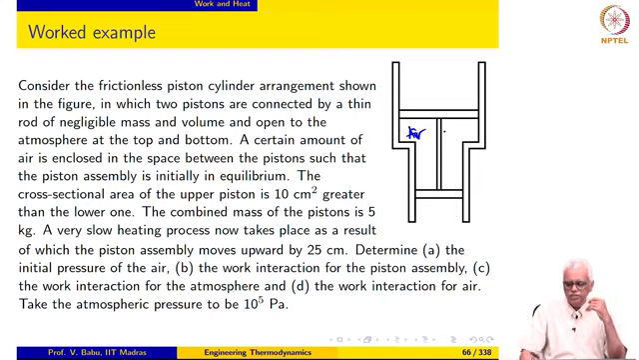The cross sectional area of the upper piston is 10 centimeter square more than the cross sectional area of the lower piston. The combined mass of the pistons is 5 kg. We now add heat very slowly to the air, and this causes the piston assembly to move up by 25 centimeters. Determine the initial pressure of the air, the work interaction for the piston assembly, the work interaction for the atmosphere, and the work interaction for air. The atmospheric pressure is given to be 100 kilopascal. So, here we have P atmosphere, here also we have P atmosphere.